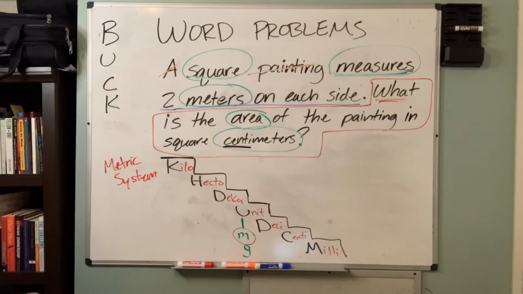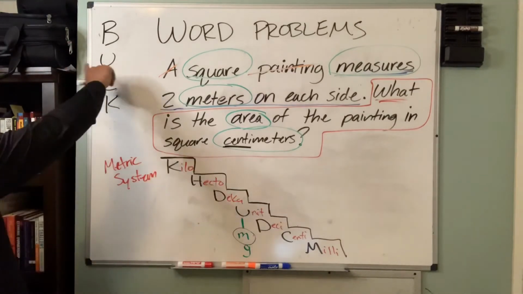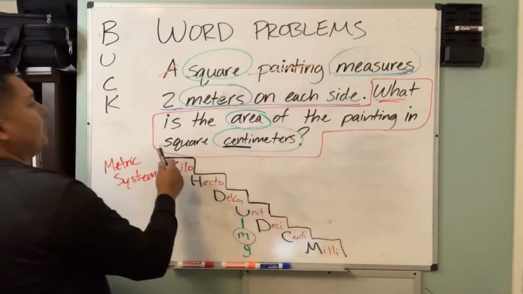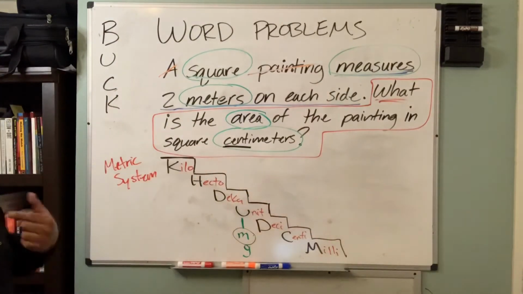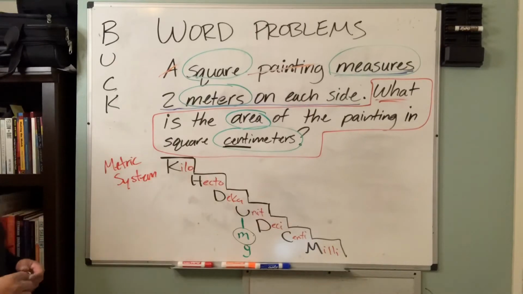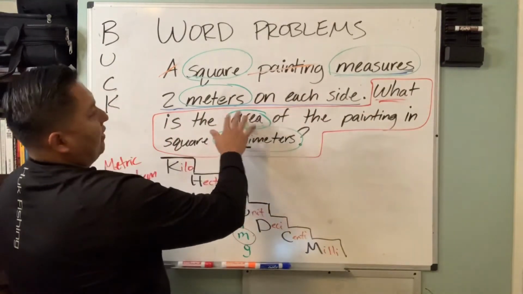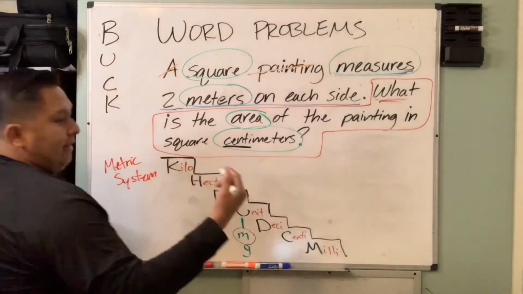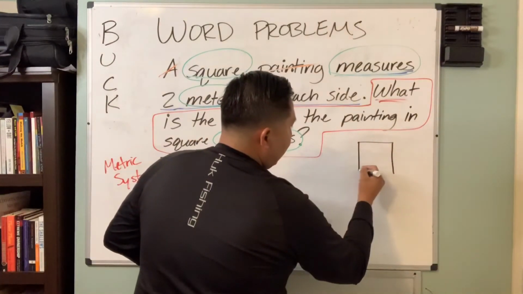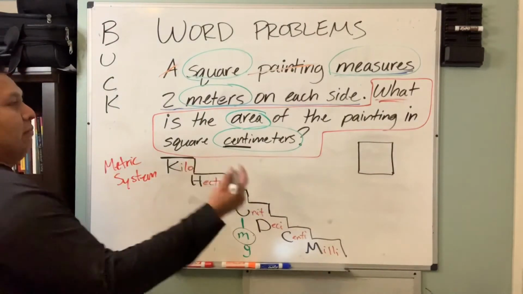Okay, so to solve this word problem, we're going to use the acronym BUCK. Again, box the question. What is the area of the painting in square centimeters? That's what's being asked, and that's what we're going to find. We have also underlined the information that is needed. Measures 2 meters on each side. So in that case, we have that square painting, and it's 2 meters on each side.